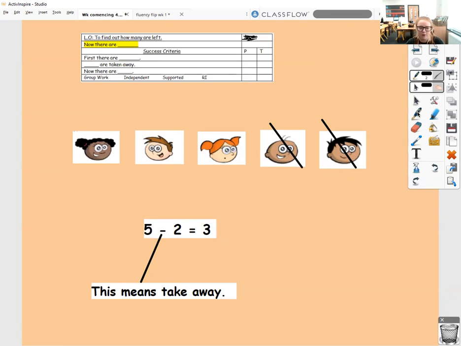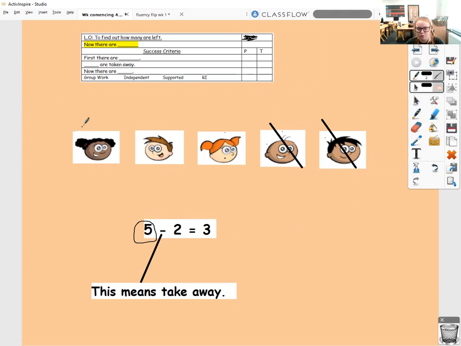So first there were, how many children are there to start with? 1, 2, 3, 4, 5. So first there are 5 children. 5 is how many there were at the start. So first there were 5. How many are taken away? Well, we know that the ones with the line through are the children that have been taken away. So we know that 1, 2 children are taken away. So 5 take away 2 equals, and our whole is how many are left at the end.